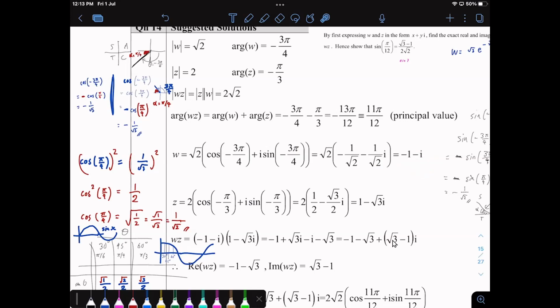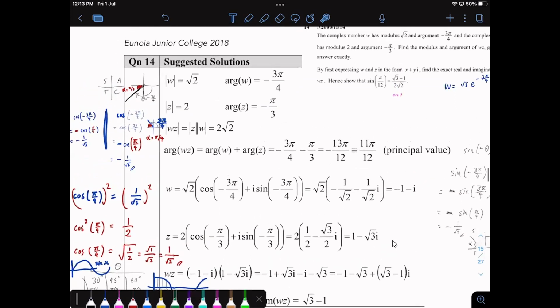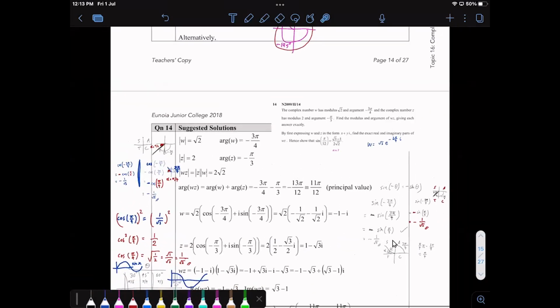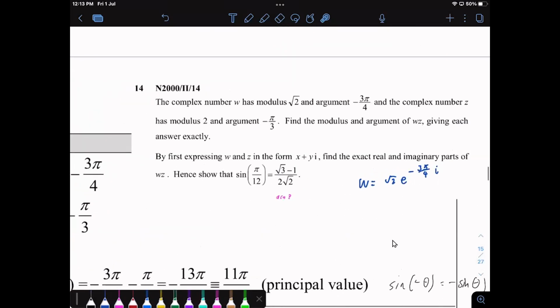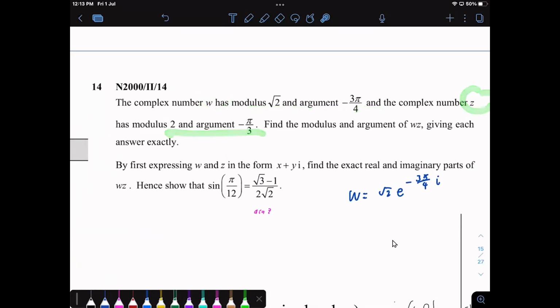Z. Same thing again. Remember, maybe read the question again. What were we doing? We got W, you have modulus and argument. You got Z, you got modulus and argument. Find modulus and argument of WZ. Found that already.